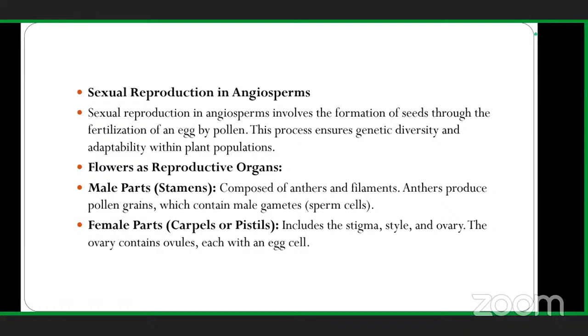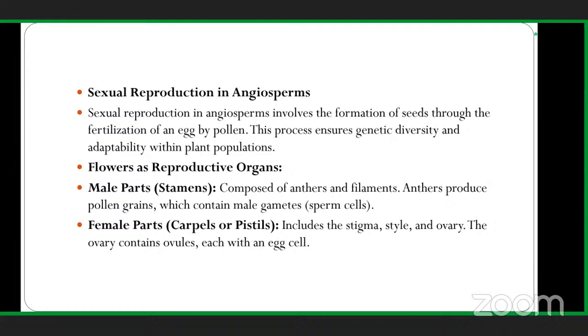Okay, and then we will get a zygote, and it will again produce seeds. So flowers as reproductive organs. In angiosperms, the flower acts as the reproductive organ, meaning the flower contains the male and female reproductive parts. Number one, male parts, that is the stamen, composed of anther and filament. And the anther produces pollen grains which contain the male gamete, the sperm cell.